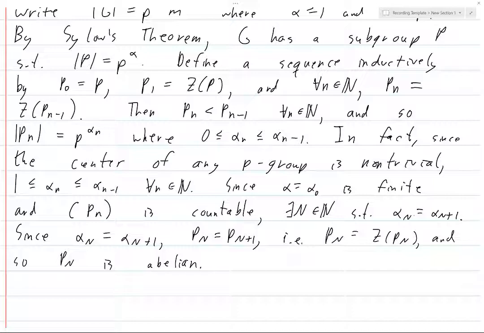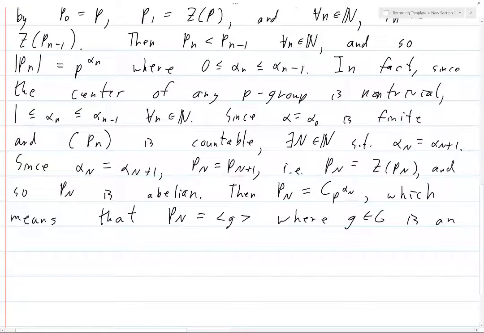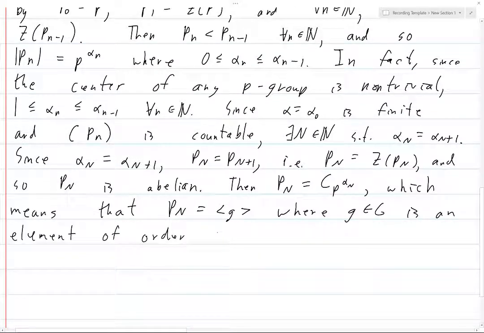Then P_n, because it's abelian, is just a cyclic group of order p^{alpha_n}, which means that, and now we're going to use some crazy superscripts and subscripts, but it's really unavoidable, I think. So then P_n is the cyclic group generated by g, where g in G is an element of order p^{alpha_n}.